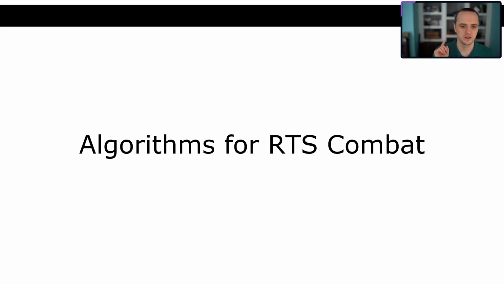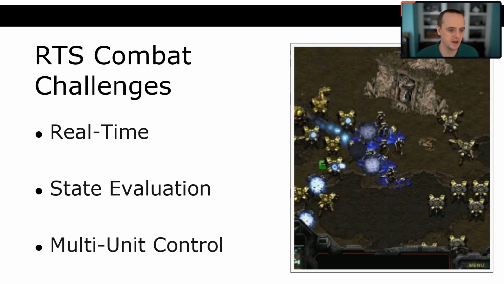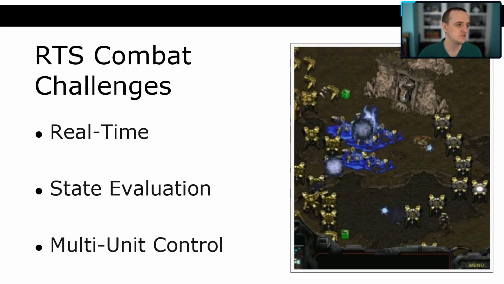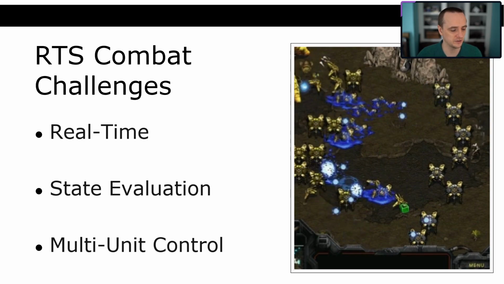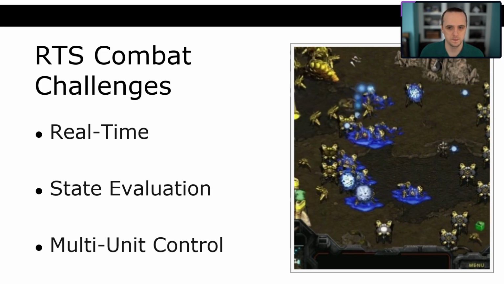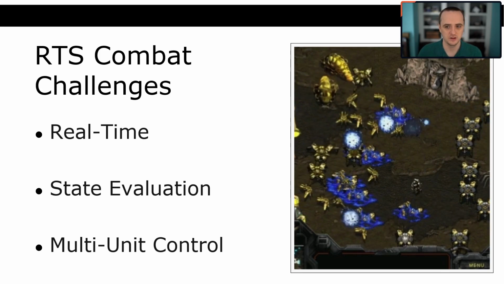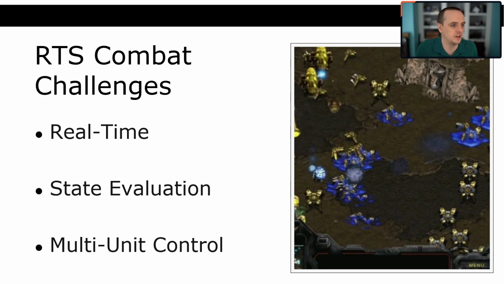Okay. The second problem that I worked on was algorithms for combat in the game. So part of the real challenge of combat is that you have a real-time system, so it's got to be fast. You've got to somehow do state evaluation, right? So in the build order planning system, the state evaluation was easy. It's just how long did it take, right?